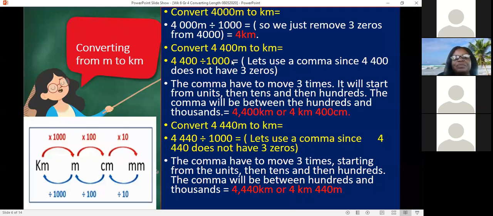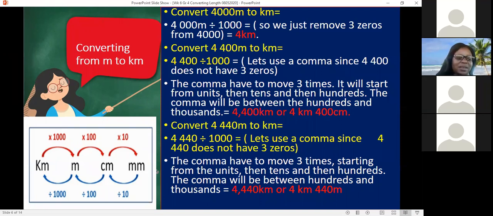And then let's look at the second example. The second example, we have 4,400. And then let's use the commas because 4,400 doesn't have 3 zeros. So let's just get into the comma. The first comma will be here. You see, the first comma will be here. And then the second comma will be here. And then the third comma is going to be here. So which means the answer will be 4,40 or you can say 4,400.